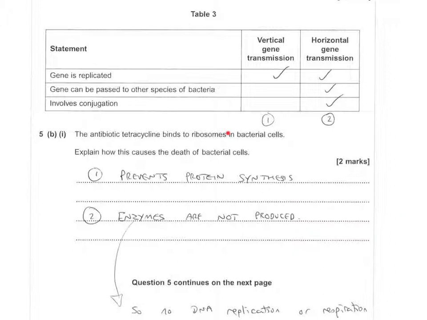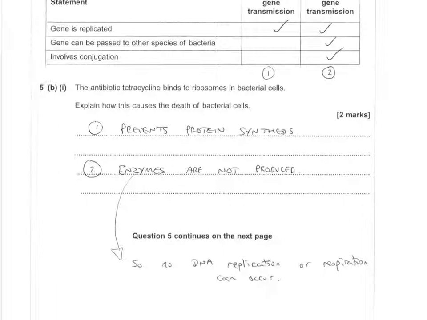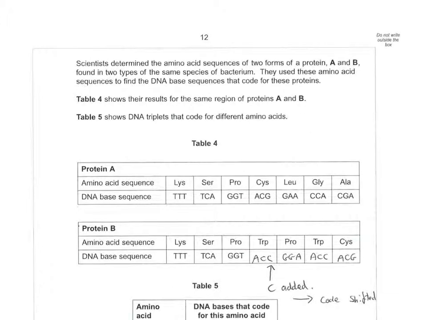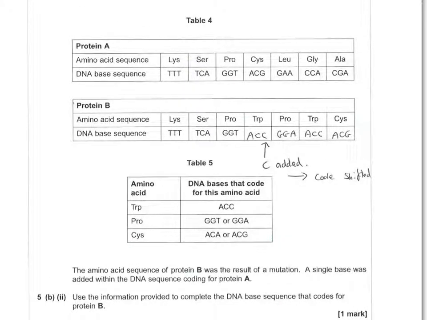This was quite a straightforward mark as well. So if your ribosomes aren't going to be working, it's going to prevent protein synthesis. And how could that kill the bacterium? That means it wouldn't have enzymes. So enzymes for things like DNA replication, for respiration, enzymes that are fundamental for that bacterium surviving wouldn't be able to be made.